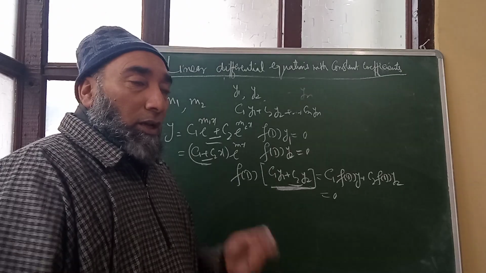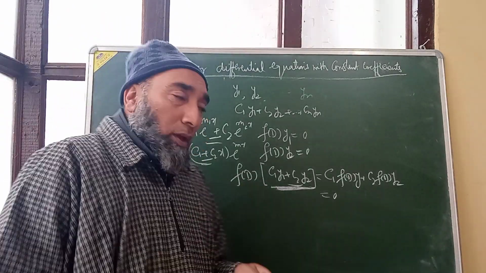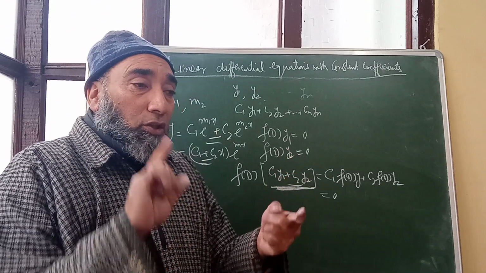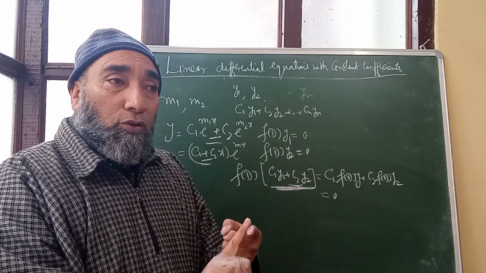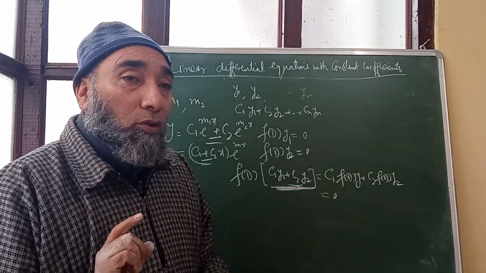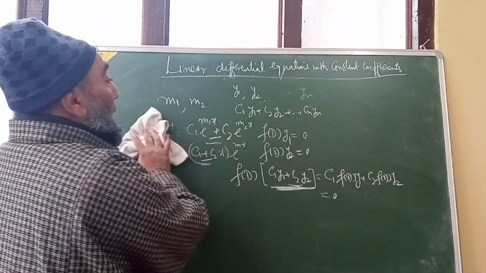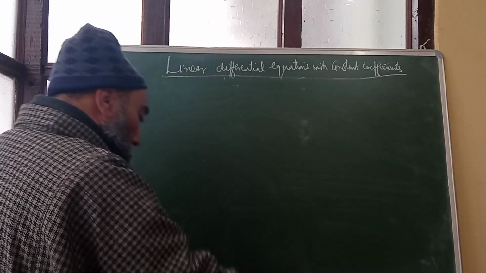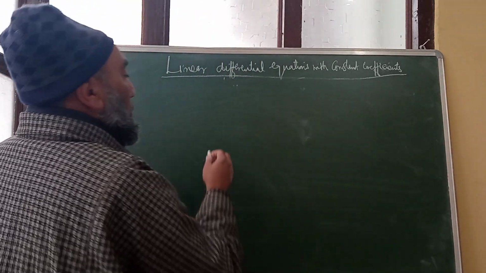Now let me wind up. I have a linear differential equation with constant coefficients. How to proceed to the solution? I have to first find the auxiliary equation, which is f(m) equals 0. Now I told you that I will tell you why I am writing f(m) equals 0. Okay, let me explain that portion also.